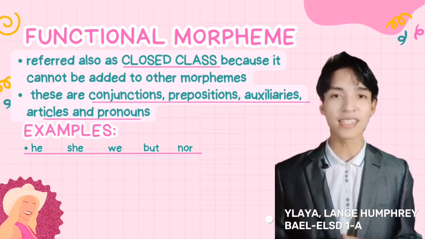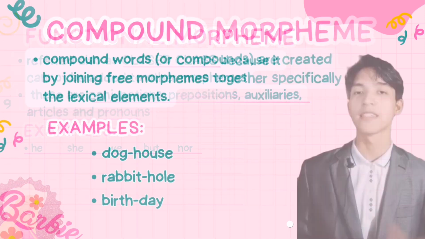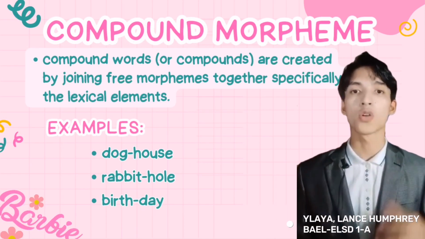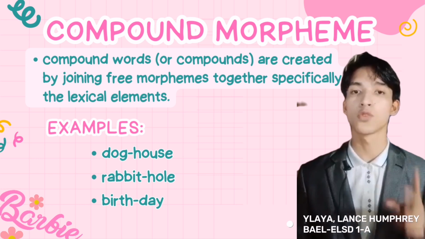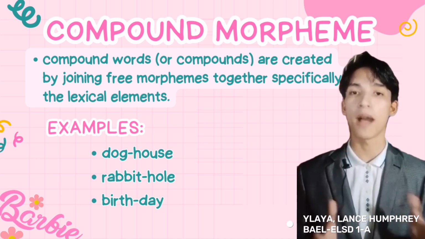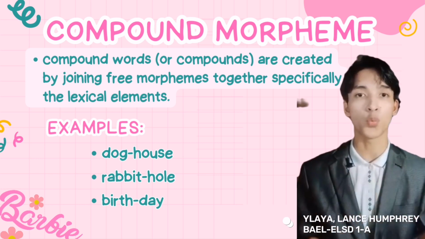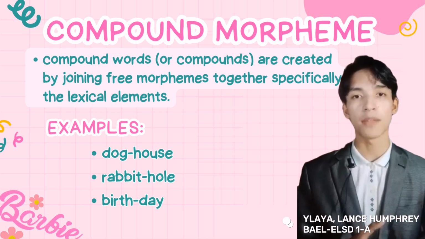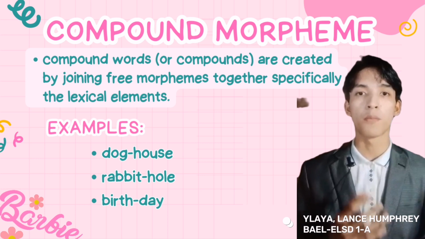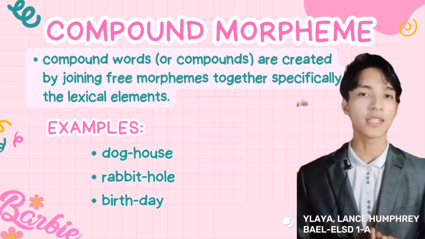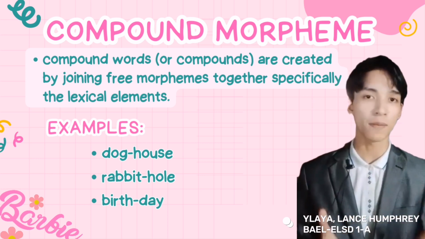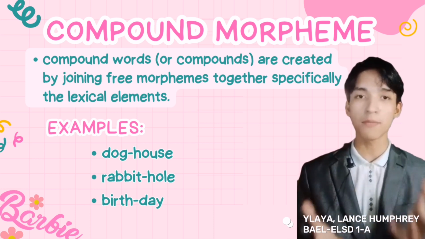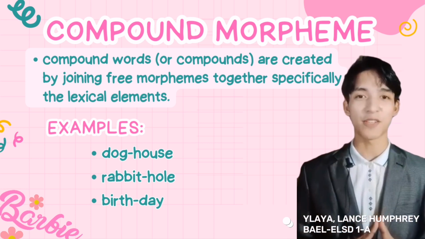And now, let's discuss the next type of morpheme, the compound morphemes. Compound morphemes consist of two free morphemes that combine together to create a new word. Just like dog and house, doghouse; rabbit and hole, rabbit hole; birth and day, birthday. Another example for this is black and board, blackboard; ball and pen, ballpen. It's just a piece of cake, right?